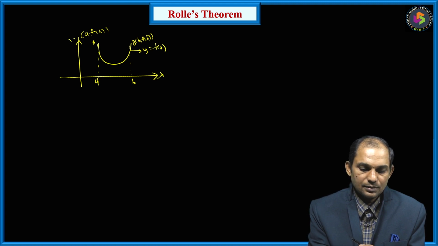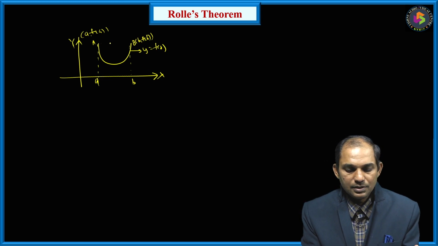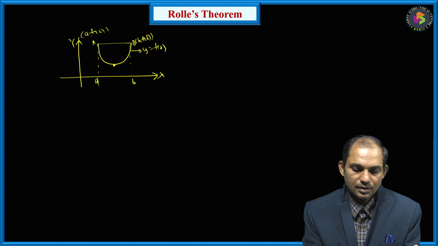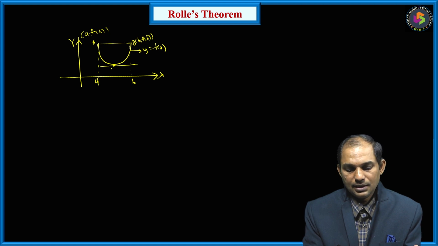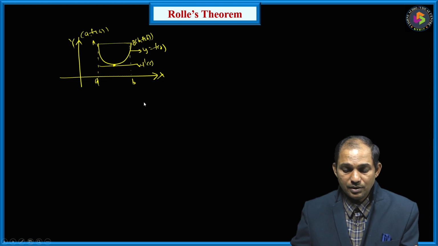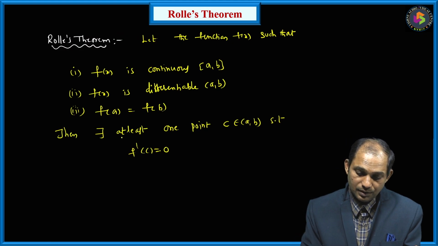We have the x-axis as well as the y-axis, and all the conditions of Rolle's theorem are satisfied. If you observe here, the end points are maintained at the same height with reference to the x-axis, and the curve is continuous as well as differentiable. Then there is a point between A and B where the slope of tangent is parallel to the x-axis. So here the slope of tangent is given by f dash of c, and this slope of tangent is parallel to the x-axis.